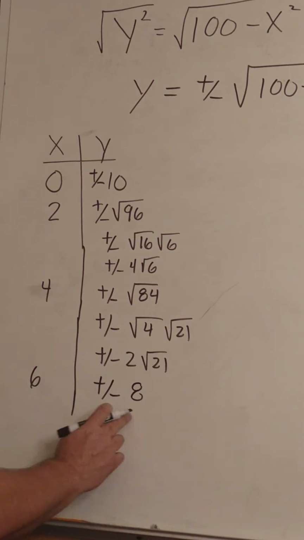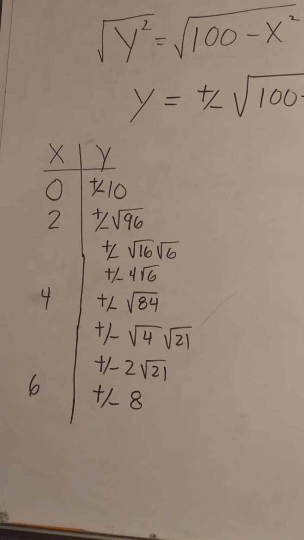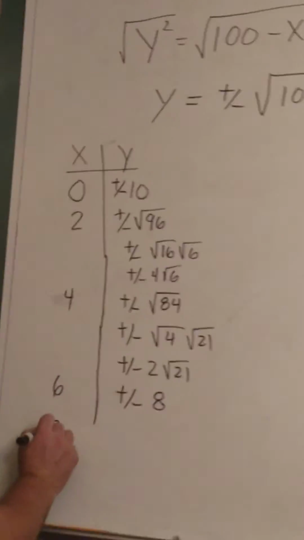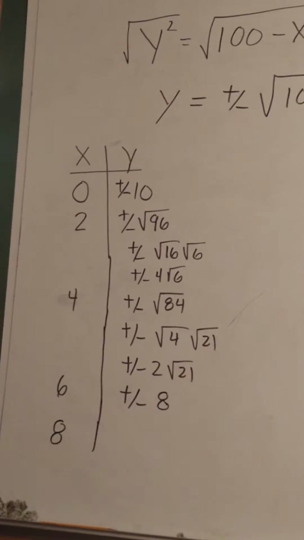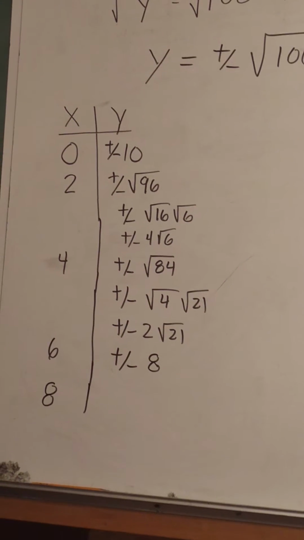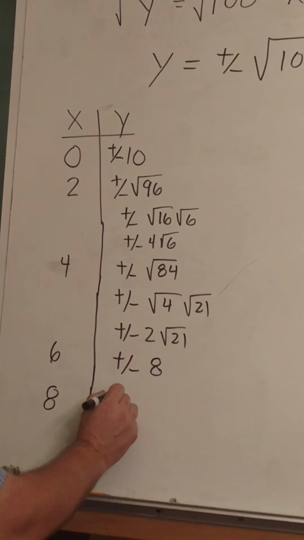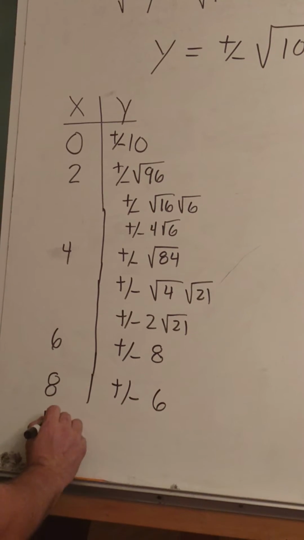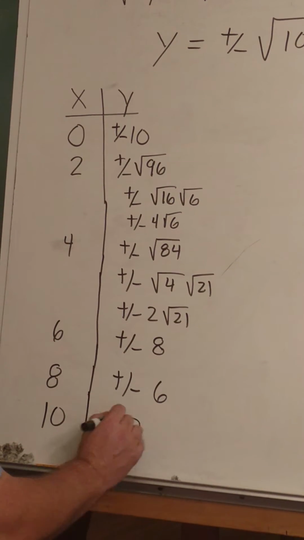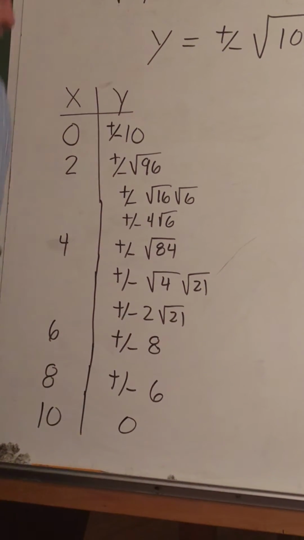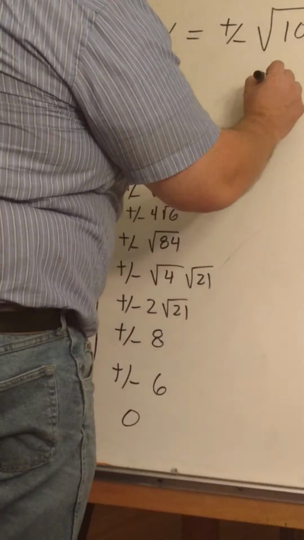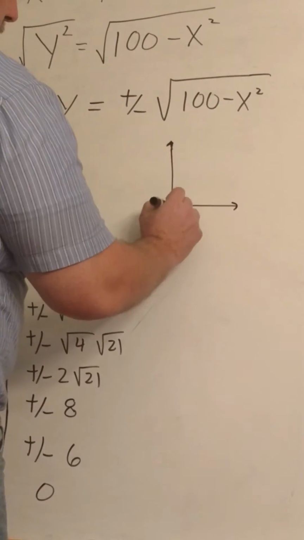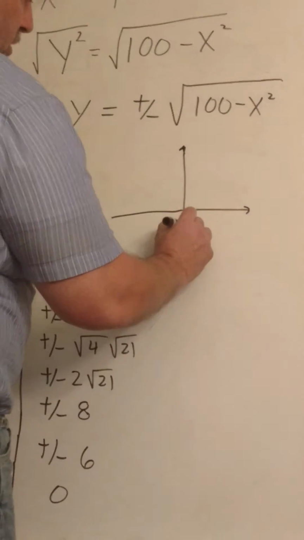But look at that, 6 and 8, those are whole numbers. If I did x equals 8, 100 minus 64 is 36, so it'd be plus or minus 6. And if I do x equals 10, I would get 0. Alright, so now I could graph these. This will not be easy to do, so we'll do these for homework.